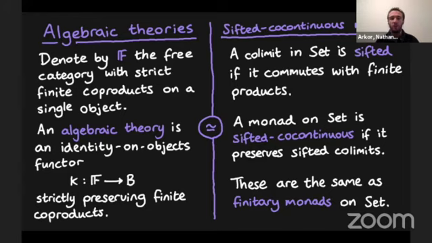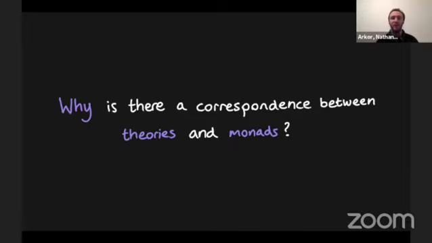Now it's well known that these two categories are equivalent, and this is an observation that essentially dates back to Linton in the 1960s. This tells you that the correspondence is very old, and by now it's very well known. However, despite this, it still remains somewhat mysterious. And this is really the motivating question for today's talk: why is there a correspondence between algebraic theories and monads? We'd like to see the connection in such a way that it becomes almost obvious that they should be related.